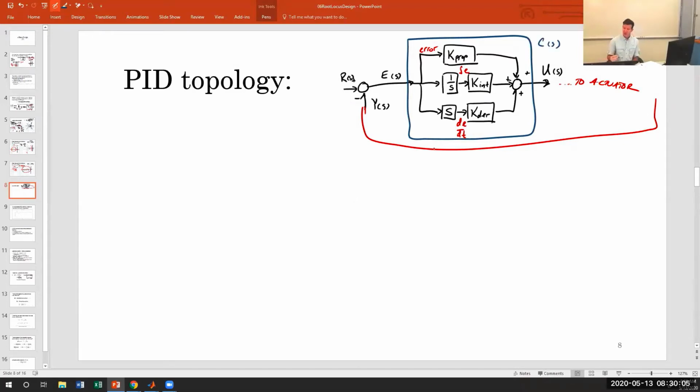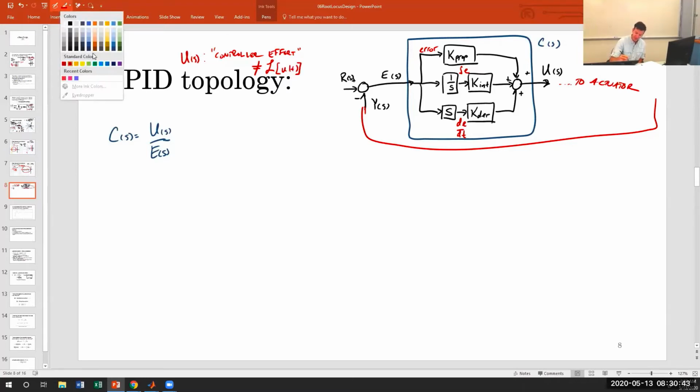Okay, so what do we know here? C of S should be the transfer function that turns the signal E of S into the signal U of S. Now, quick heads up, and it's not my notation, U of S is called the controller effort, and it's just generally used as the signal coming out of the controller. It is not the Laplace transform of a unit step. Sorry, we ran out of letters, but the standard notation for the output of a controller is the U signal.